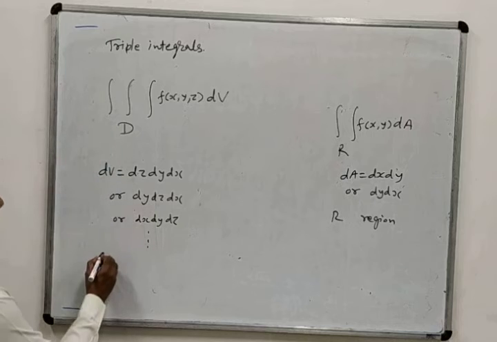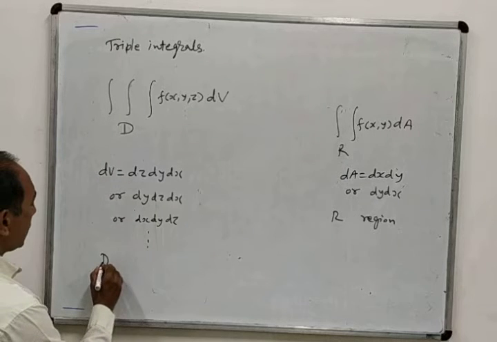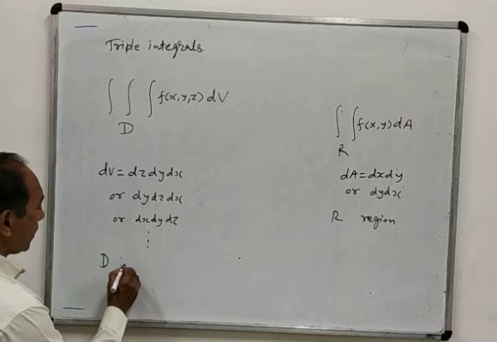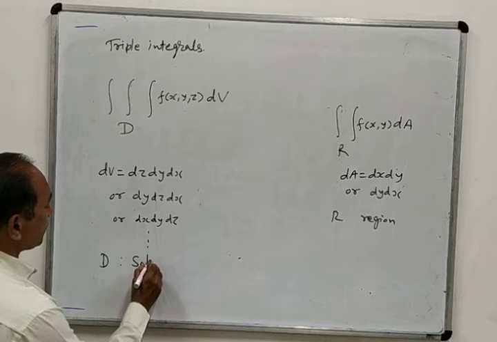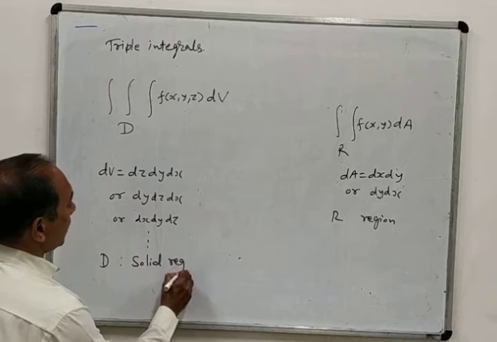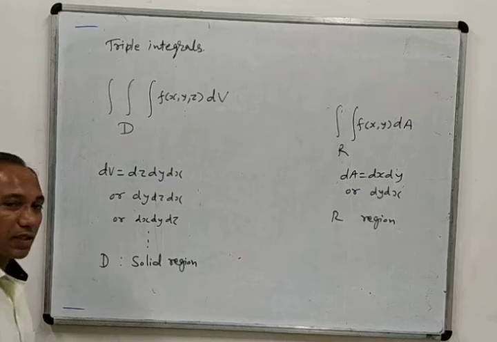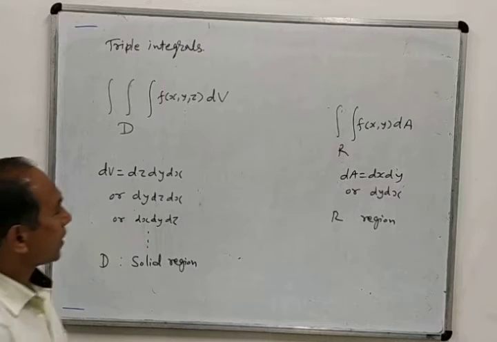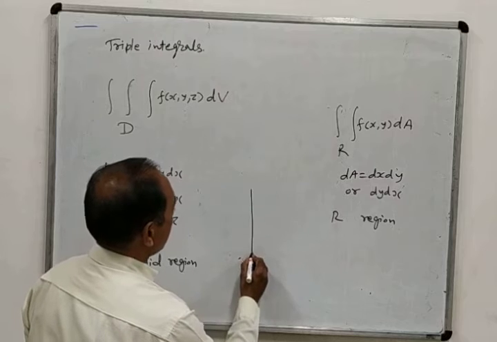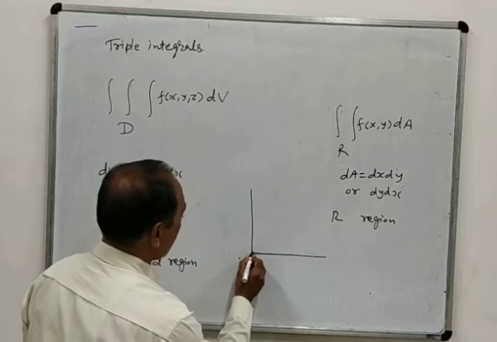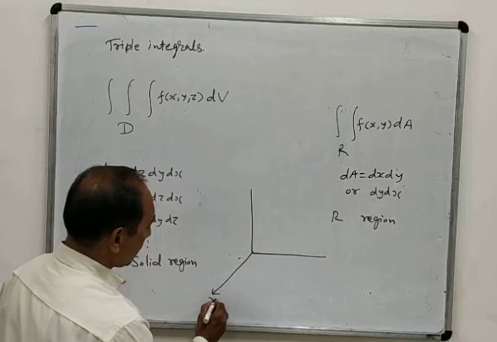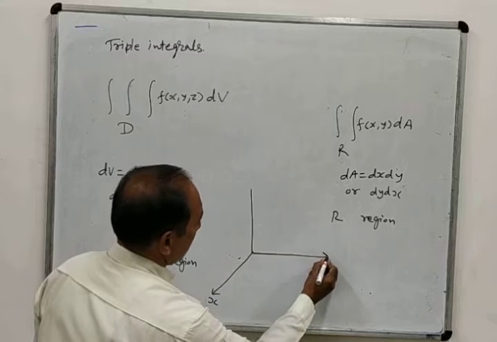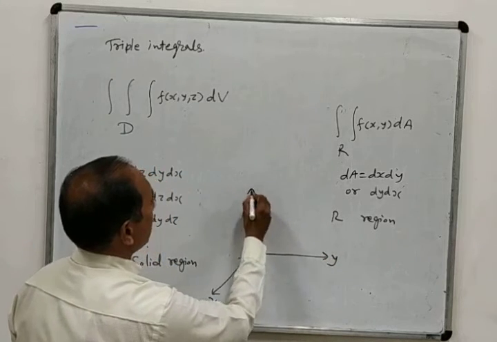And here D is what? D is nothing but the region, actually a solid region in three-dimensional space, because here we are given three variables x, y and z. So we will require to draw a figure in three-dimensional space. Normally we will draw the figure in this way, and mostly we will give this as x-axis, this as y-axis and this as z-axis.